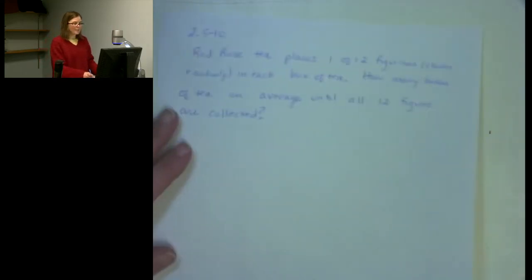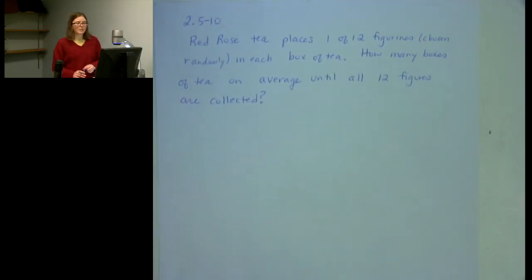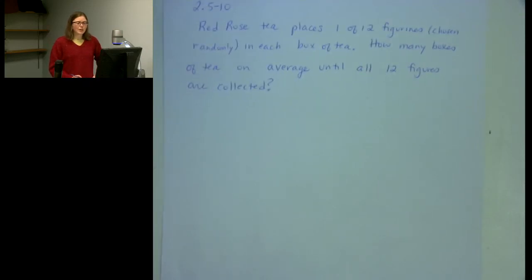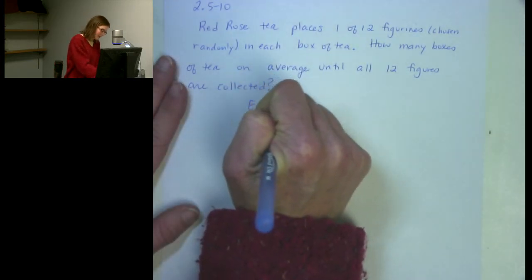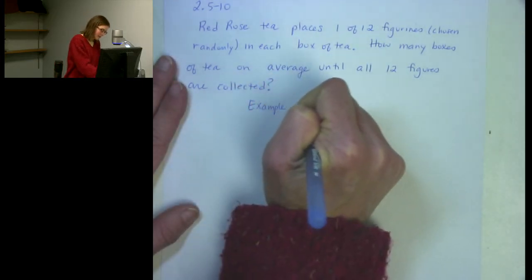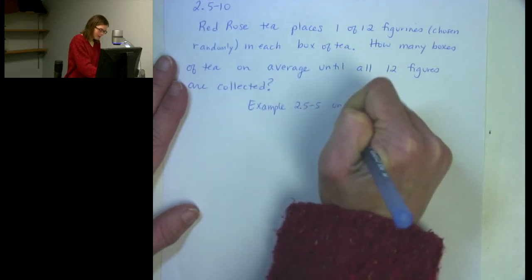Okay, next homework problem. 2.5-10: Red Rose Tea places one of 12 figurines, chosen randomly, in each box of tea. We want to know how many boxes of tea on average we need to purchase until we have all 12 figurines collected. This one is very similar to example 2.5-5 on page 78.